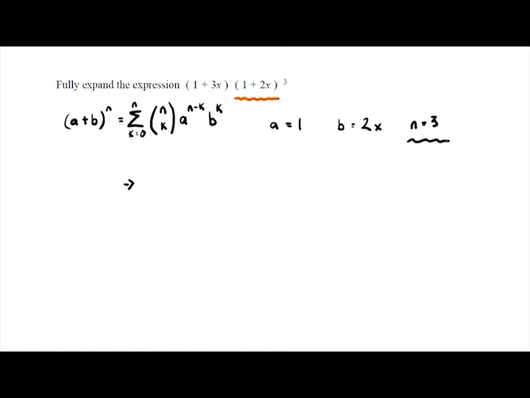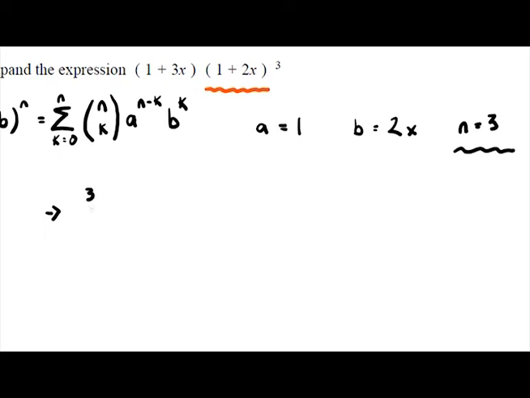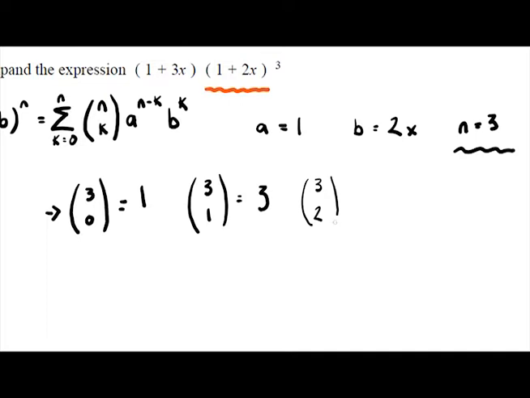So we start with the first term. We have 3 choose 0. 3 choose 0, we solve to be 1. 3 choose 1, we solve to be 3. 3 choose 2 is equal to 3. And 3 choose 3 is equal to 1. So now we can start plugging these in and solve our equation.